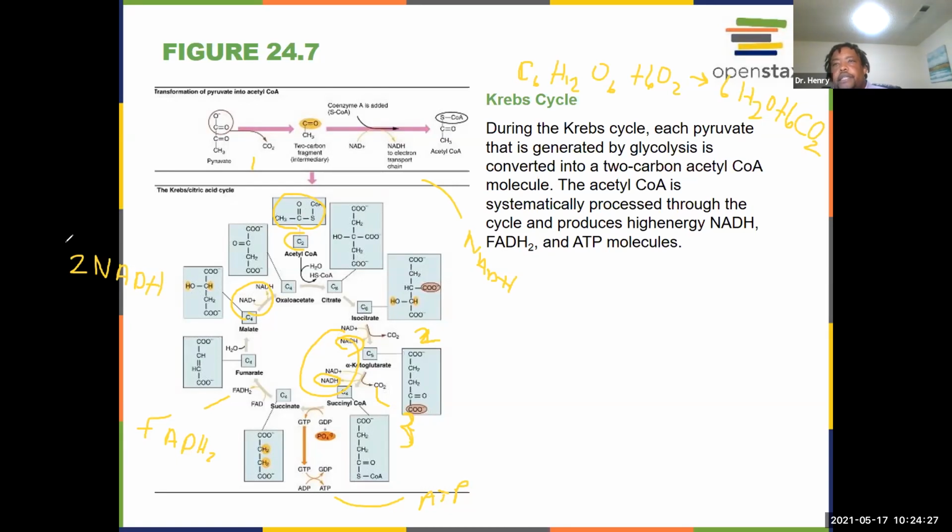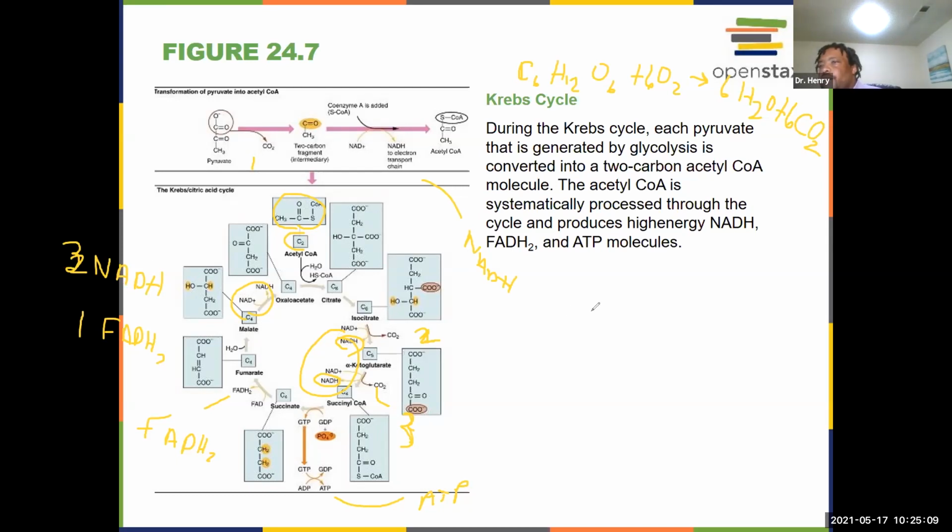Sorry, 3 NADHs and 1 FADH2. Now it's called the Krebs cycle because it's a cycle. So what's going to happen is that malate is going to be used to make our oxaloacetate, and then we're going to use that to bind with the CoA as the next one goes in. So you're going to have this cycle that is going to be constantly running.